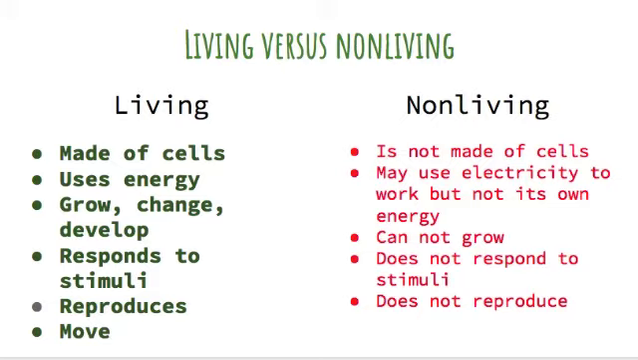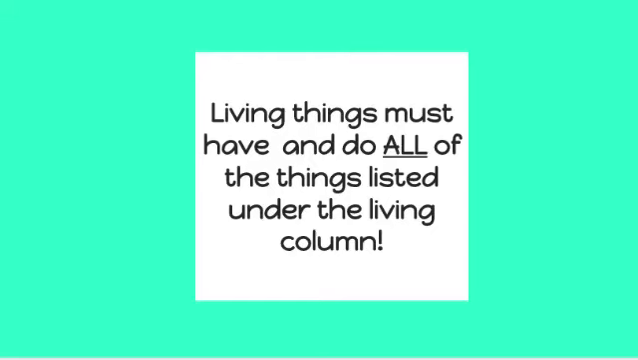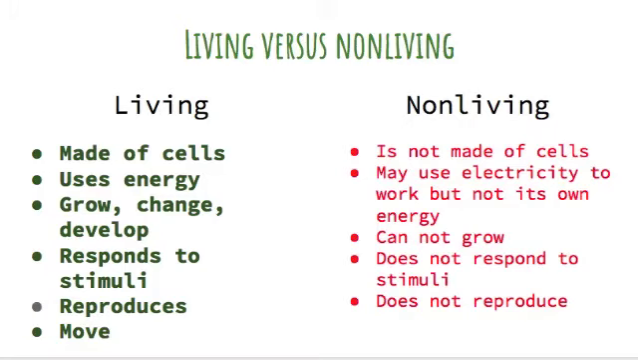A stimulus could be somebody pinching you. It could be sunlight when you squint your eyes. Or it could be running because a bee is chasing you. So those are all ways to respond to a stimulus for a human. Living things must have and do all of the things listed under the living column, okay? If an object only meets 3 of the things listed under the living column, then it is still just non-living, okay?